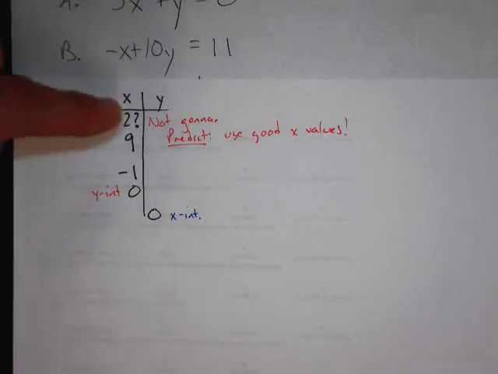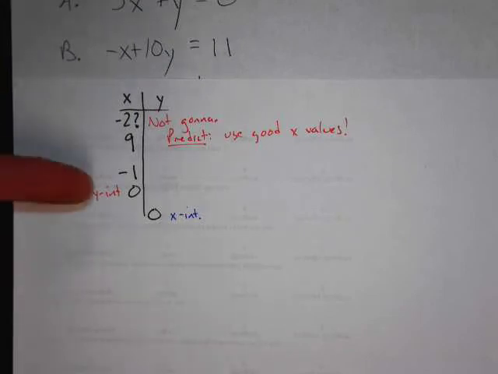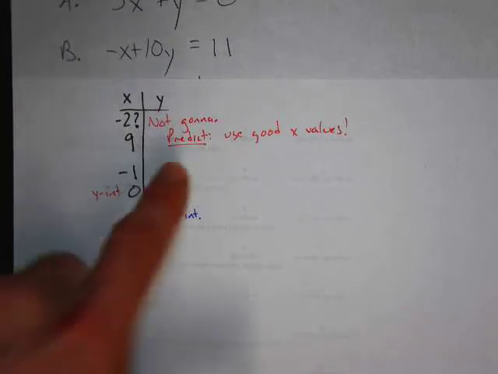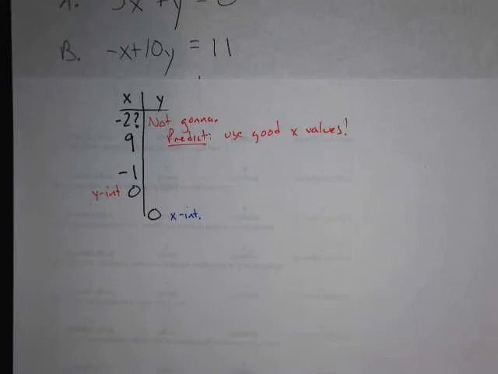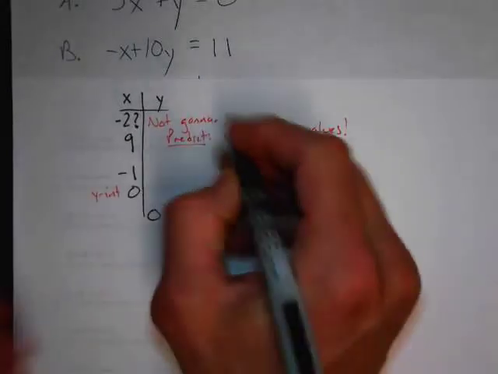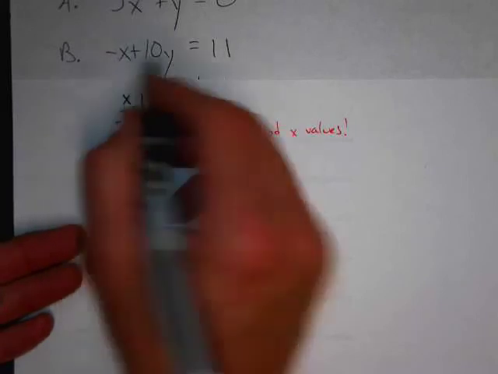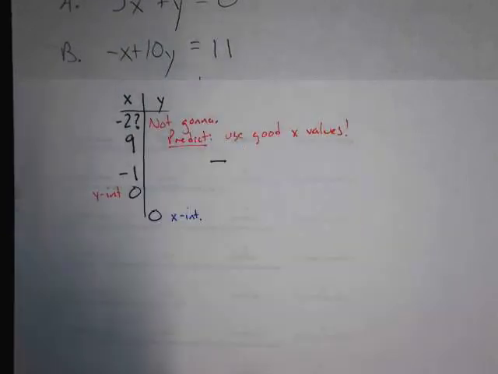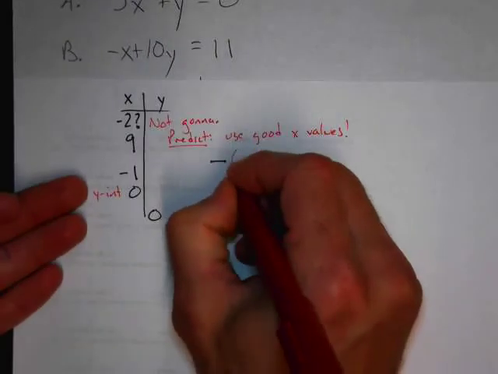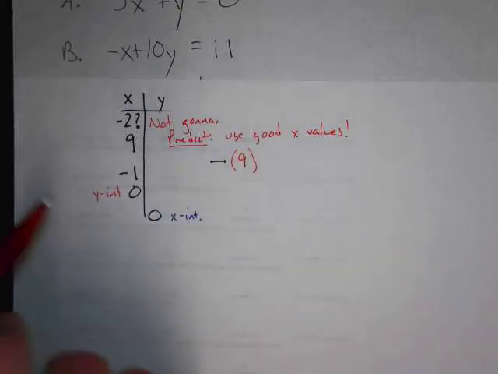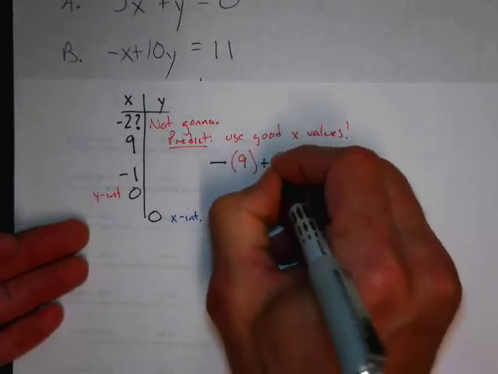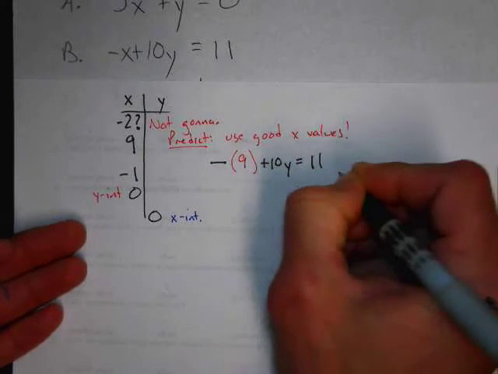So I'm not going to use negative 2, negative 1, all that stuff. I am going to use negative 1. But I'm going to pause. I'm going to predict so I can use some good x values, like 9 and negative 1. So why is 9 a good x value? Let's take a look. When we're substituting, we only substitute the variable. That x stays negative. We're going to be calling it negative 9 plus 10y equals 11, right?